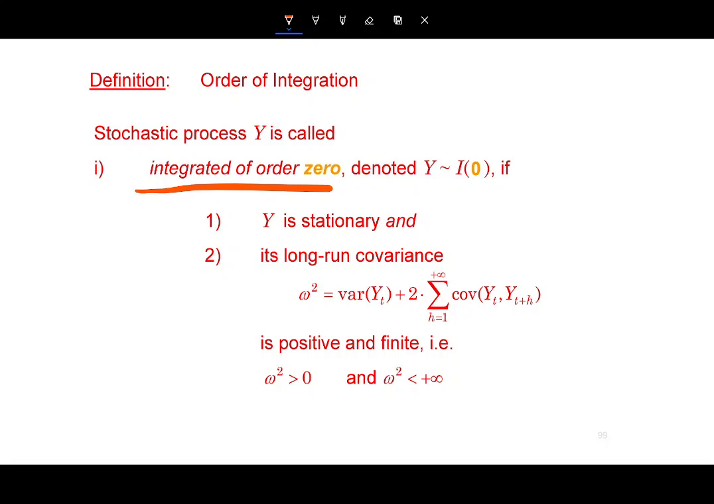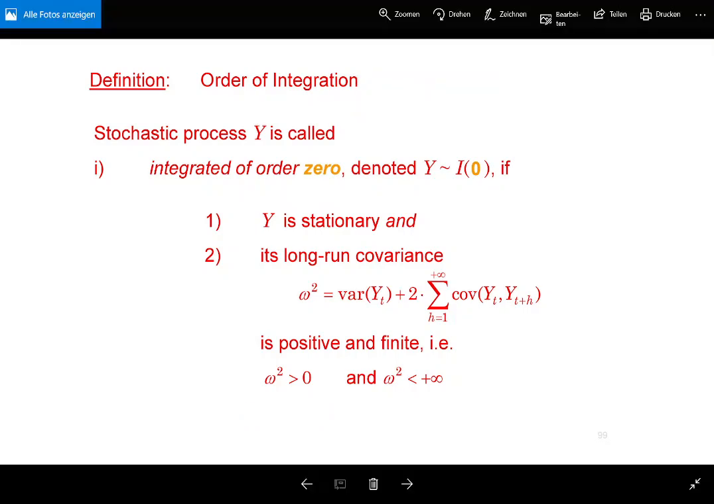Integrated of order 0 means a stationary process with a finite and positive long-run covariance. That's it. It needs to be both, because if it's 0, then it's also basically finite. So you have to have something other than 0. If it's 0, then it's going to be over-differentiated. That's what you're going to see. So this is how you distinguish between stationary processes. Either a process is over-differentiated or it's going to be integrated of order 0 if the process is stationary. So the long-run covariance, among others, is also a tool which tells us what the order of integration of the process is.